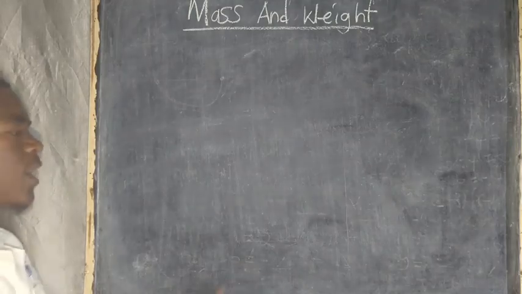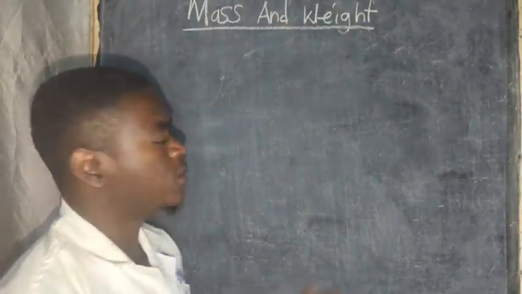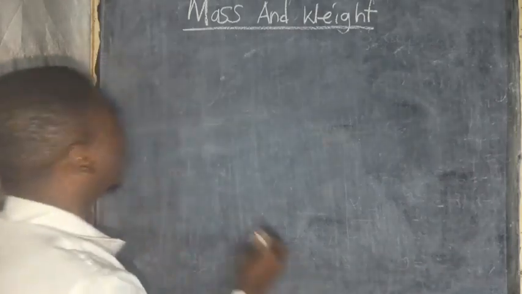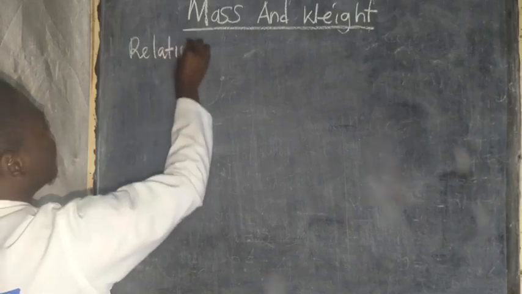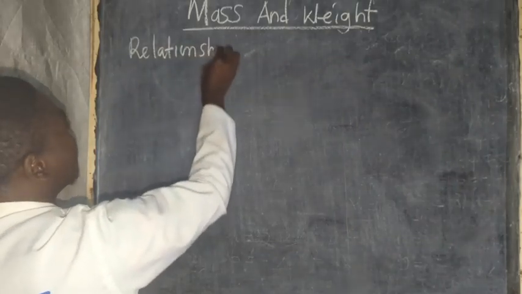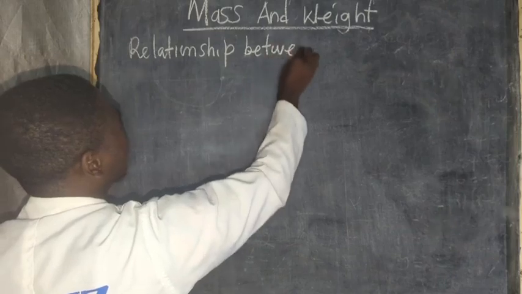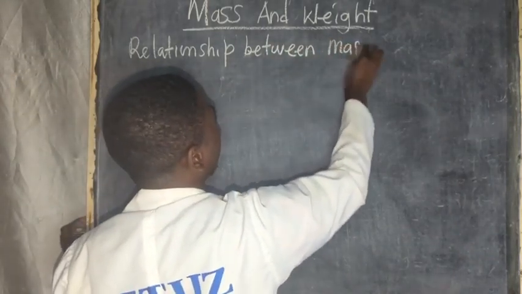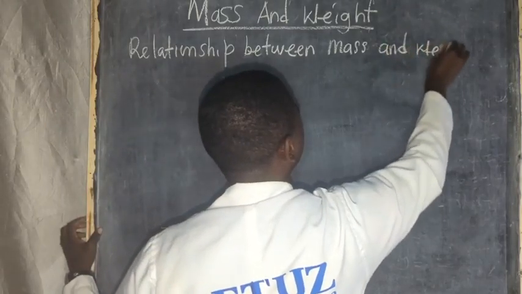So the other thing that I forgot here is the SI unit. The SI unit for weight is Newton. Now, let us talk about the relationship that is there between mass and weight.